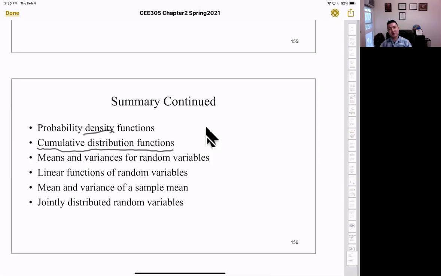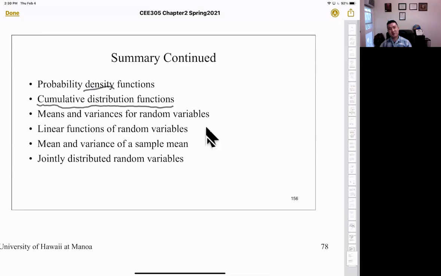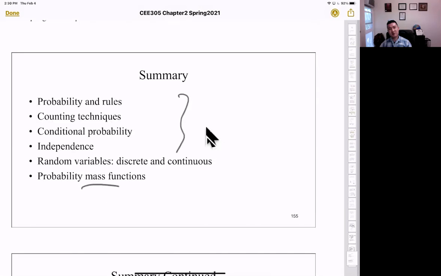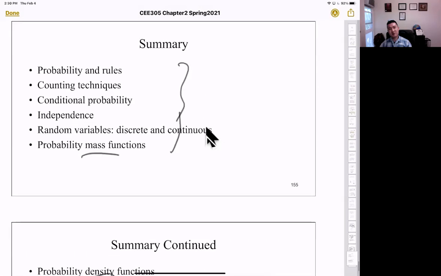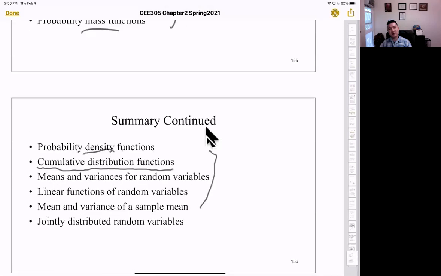Linear function is okay. Mean and variance of sample mean. The last part is very complicated. When we have more than one random variable, we call that jointly distributed random variables. Then we will have a marginal function and a conditional function. Things will get very complicated as you see this week. But again, don't worry. Focus on the early part of this chapter. So that's the end for chapter 2.